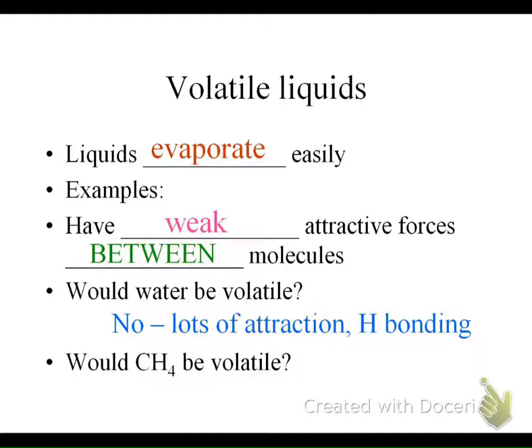On the other hand, CH4, would that be volatile? So this is a molecule that has London dispersion forces acting on it only because it's a nonpolar molecule. So it has no attraction or very little attraction to other molecules within the liquid form. And so those molecules would be able to evaporate very, very easily because, again, they have weak attractive forces. So because they evaporate easily, the boiling point would be very low. But that also means that the vapor pressure would be high.